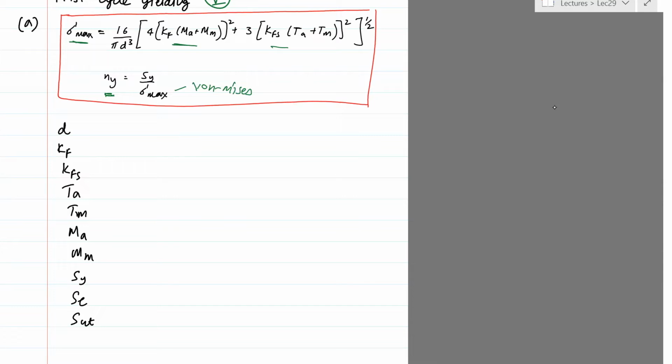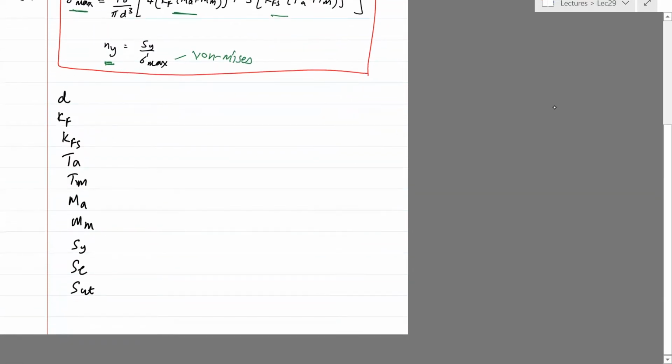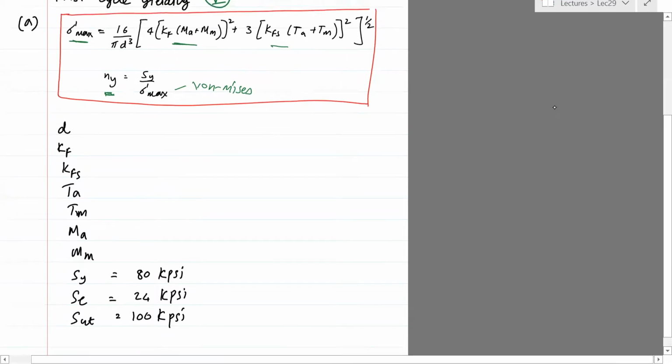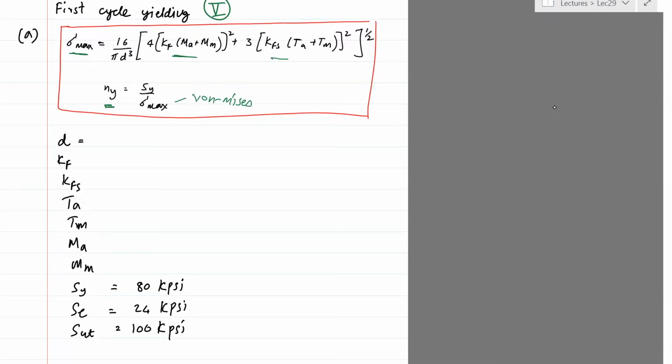So I'm just going to put down whatever I know. SUT is 100 kpsi. SE. So here is your given SE already. You don't have to adjust it. This is for the specimen given. It's not for the lab specimen, so you don't have to correct it. SY is 80. So D will depend on which part is going to be critical. KF, KFS is something which only comes into the picture if there's a stress concentration, right?